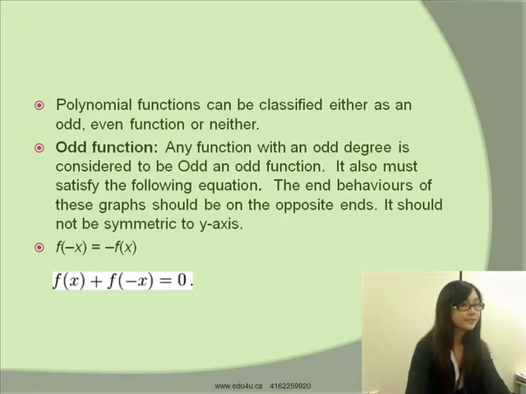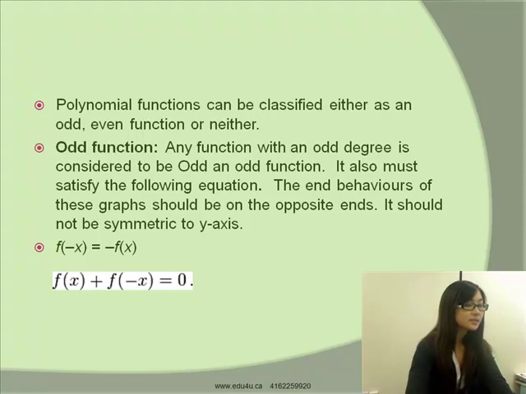Polynomial functions can be classified either as odd, even function, or neither. An odd function is a function with an odd degree. The end behaviors of these graphs should be on opposite ends. So if one end of the graph went to the negative infinity of y, the other end should go to the positive infinity of y. It should not be symmetric to y-axis.